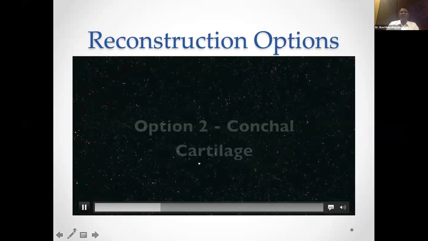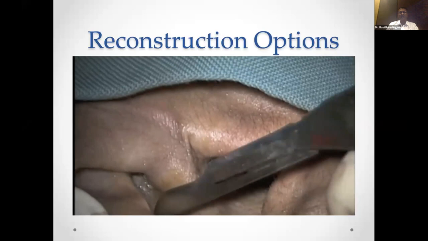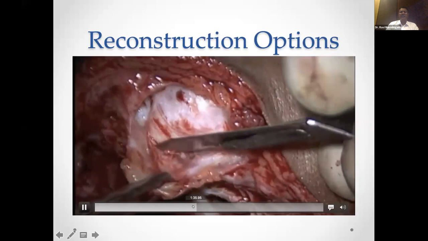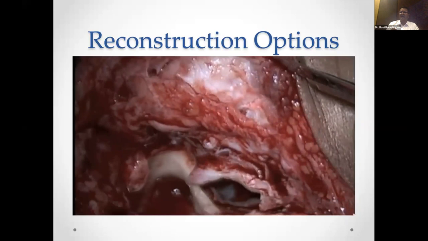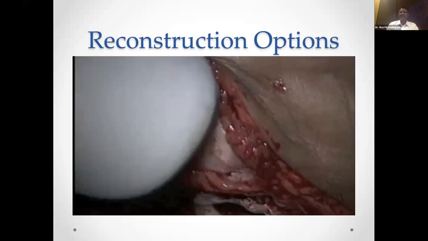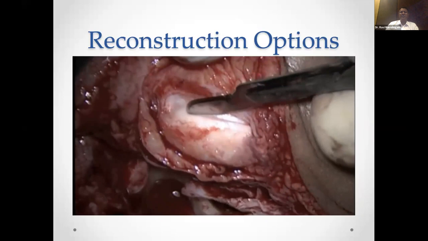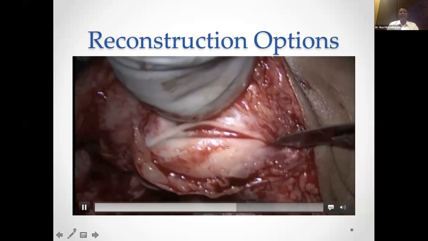If I use cartilage, I would use conchal cartilage, from the cymba concha. The cymba concha cartilage is from there. I remove the soft tissue. The advantage of the cymba concha is that the cartilage is thin, it's naturally curved, and will fit the defect of the attic. So you can take as much of it as you want. You can take the whole thing with no real problem to the shape of the pinna. And you see that the cartilage is curved and will fit a majority of our uses.